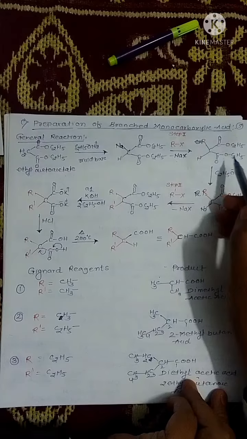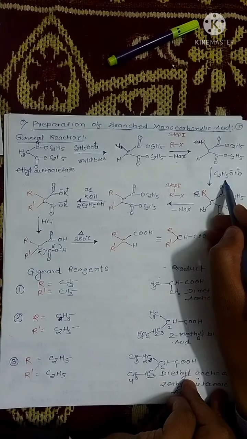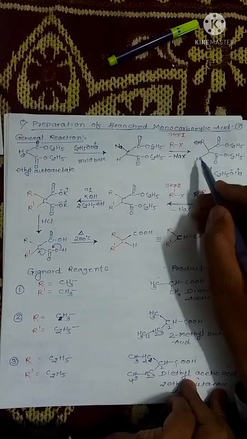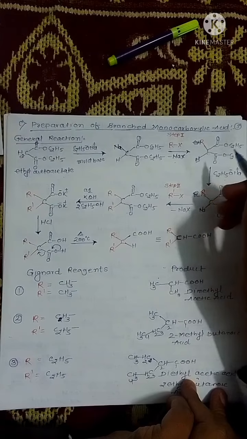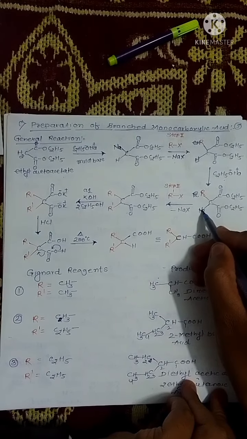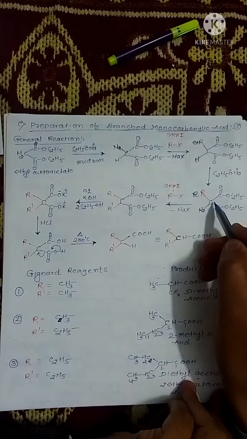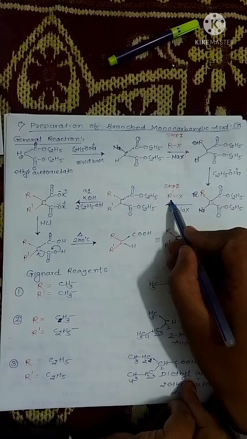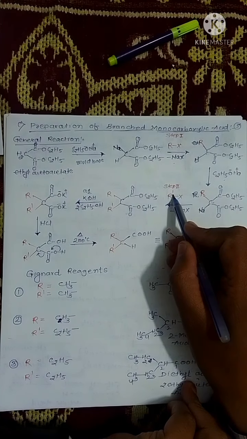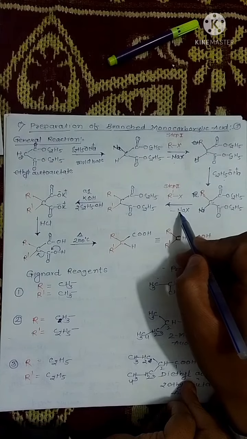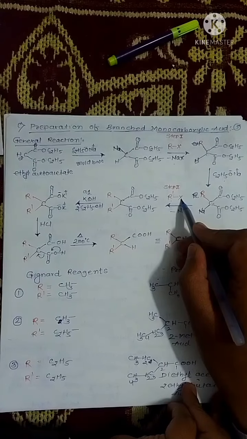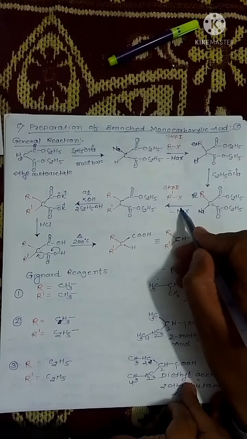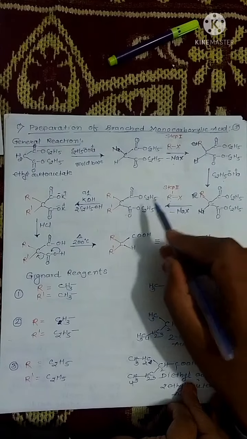If we treat this compound again with sodium ethoxide, there is also one more hydrogen present on this carbon. This hydrogen is replaced again by a Na atom. Then we treat this compound with alkyl halide, denoted by R'-X. So again the sodium goes out with X, minus NaX, and R dash is substituted.